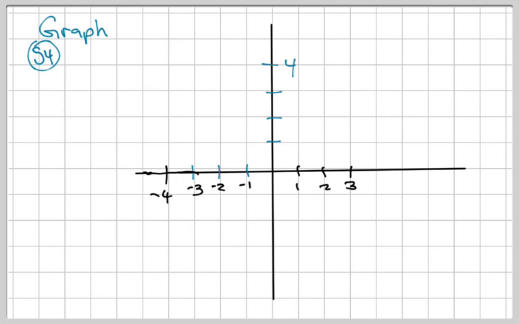54, what is 54? 54 is graph -3x equals 12. How do you graph that?